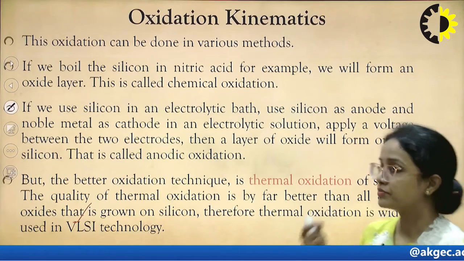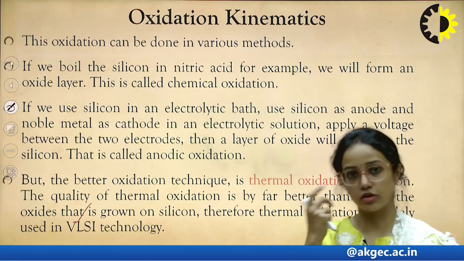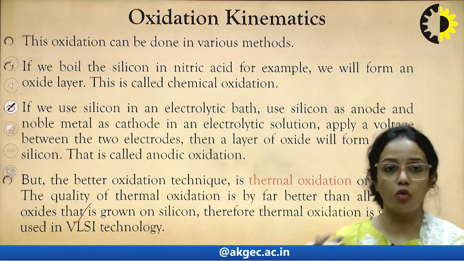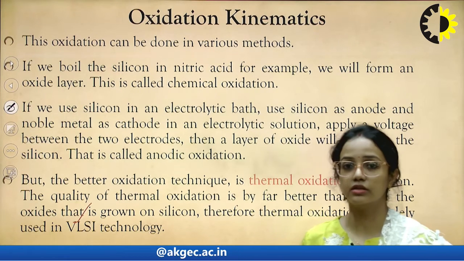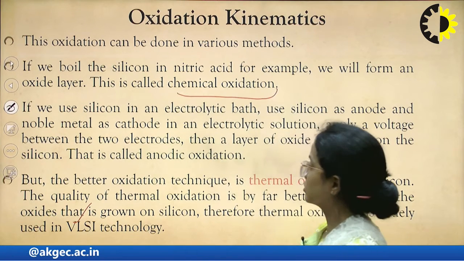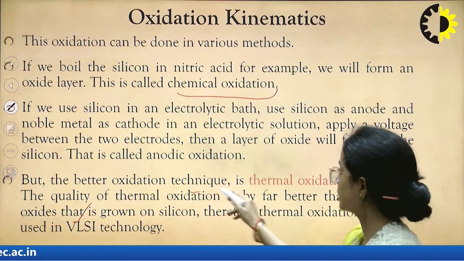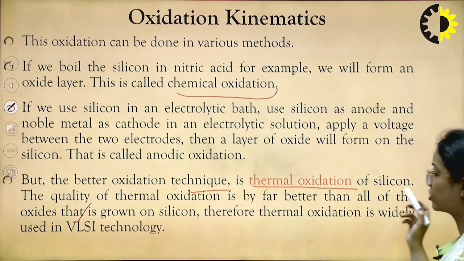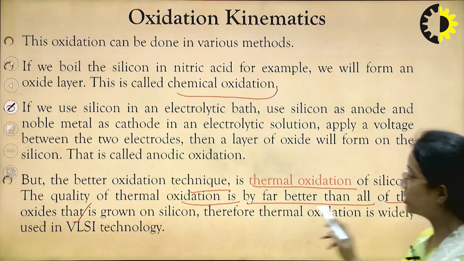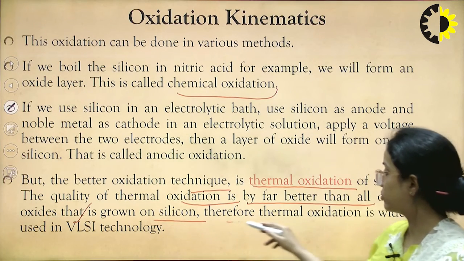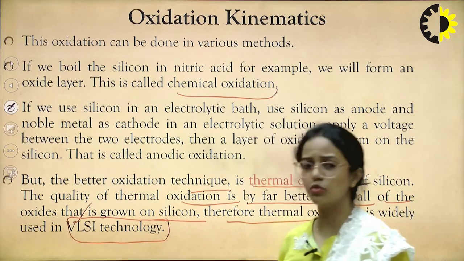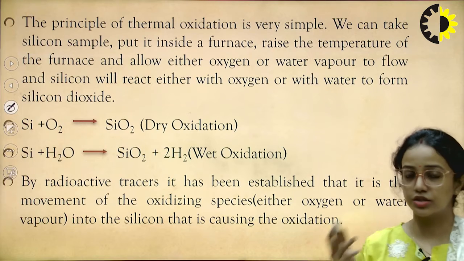Now we have to go through what oxidation kinetics is. Oxidation can be done by various methods. If we boil the silicon in nitric acid, for example, we form an oxide layer. This is called chemical oxidation. For better oxidation, we go to thermal oxidation of silicon. The quality of thermal oxides is by far better than oxides grown by other methods. Therefore, thermal oxidation is the most common and it is widely used in VLSI.